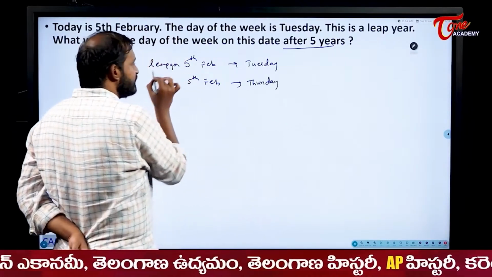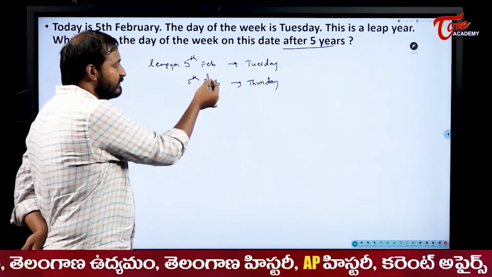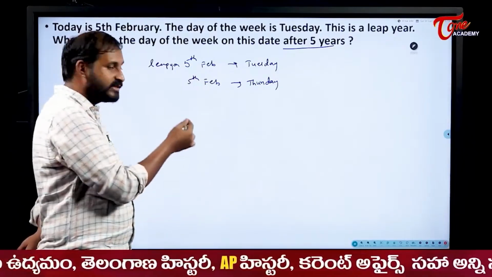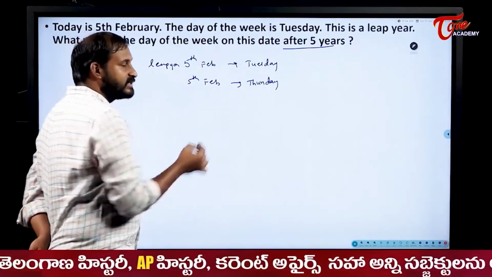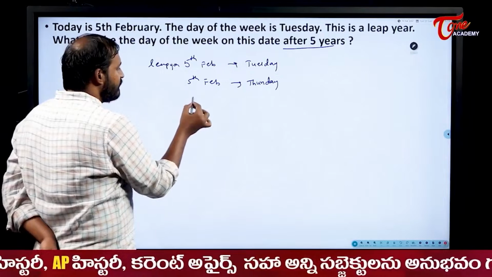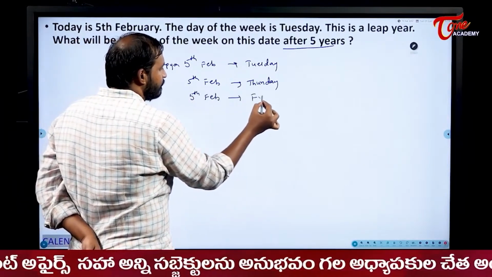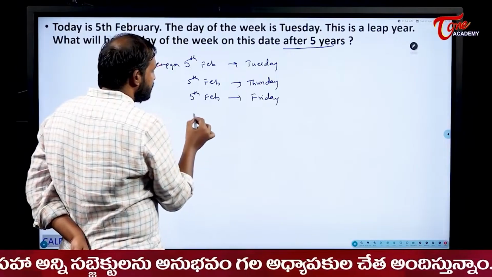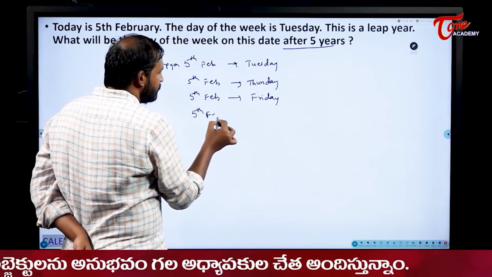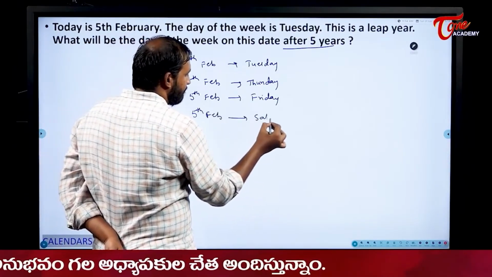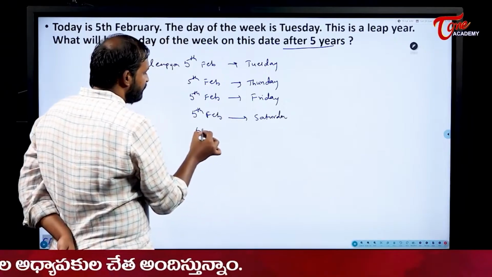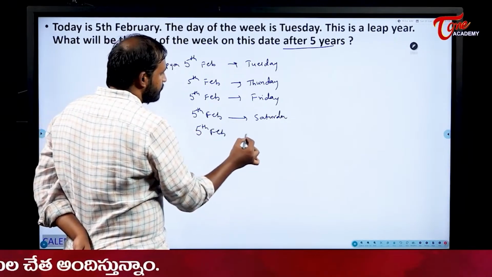Instead of Wednesday, it becomes Thursday. Why? Because presently that is a leap year, right? So there it will cross February 28th, that means we'll have February 29th. Because of that, it becomes Thursday. Next 5th February becomes Friday. Next 5th February becomes Saturday. Next 5th February becomes what here?